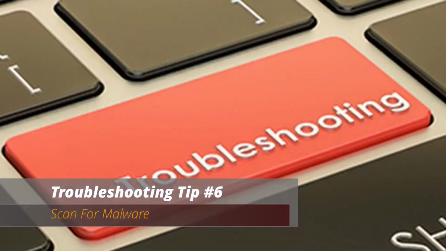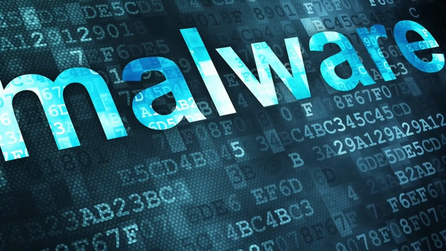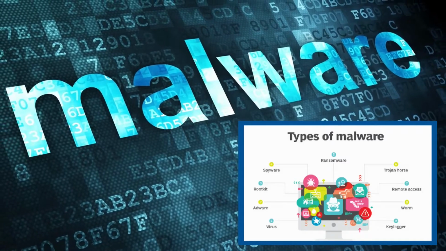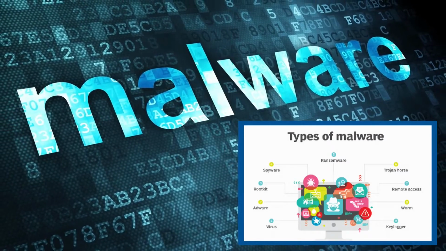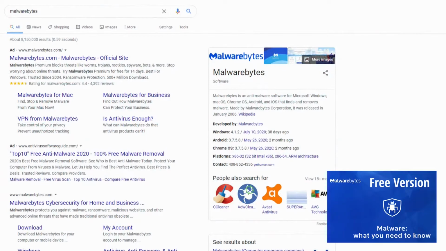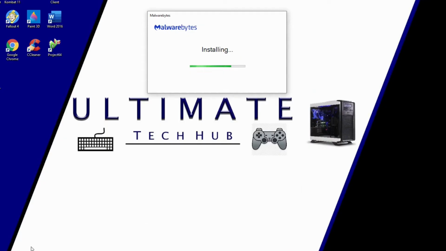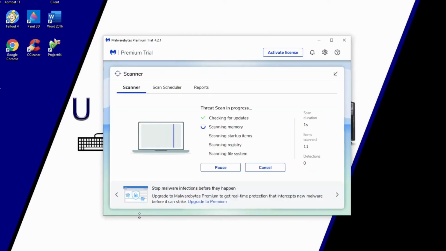Troubleshooting tip number 6, scan for malware. Some types of malware use a large number of network resources, and this can rob you of your bandwidth. The single best way to scan for malware is to use Malwarebytes. This tool is completely free, so download and install Malwarebytes, then simply scan your system. If Malwarebytes finds any malicious files, select them all and delete them.